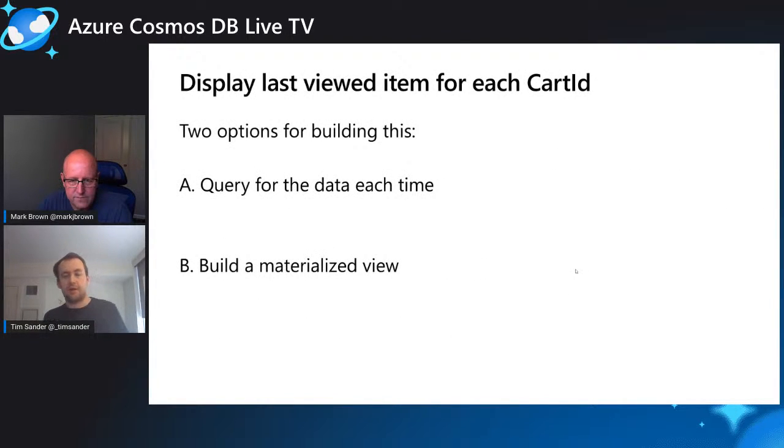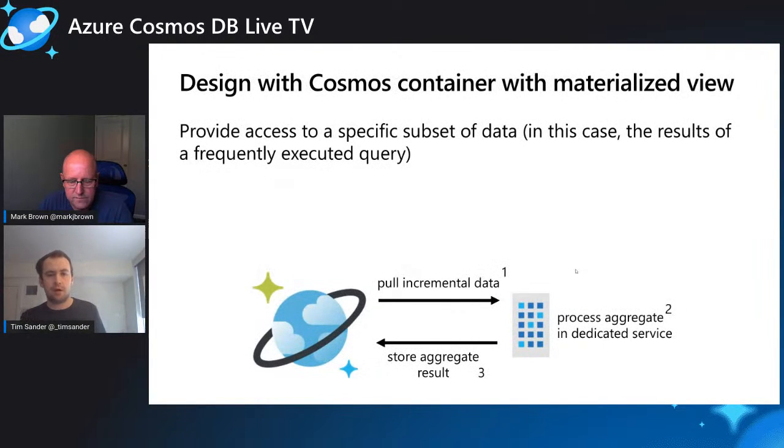So we have two options for building this. We could query for the data each time or build a materialized view. We just saw what it would look like to query for the data. Now let's look at what it would look like to build a materialized view. First off, if you're a developer who has used databases, you usually know what a materialized view is. Basically, we're taking a subset of the data, in other words a query result, and pre-computing the query result for an easier lookup later on.